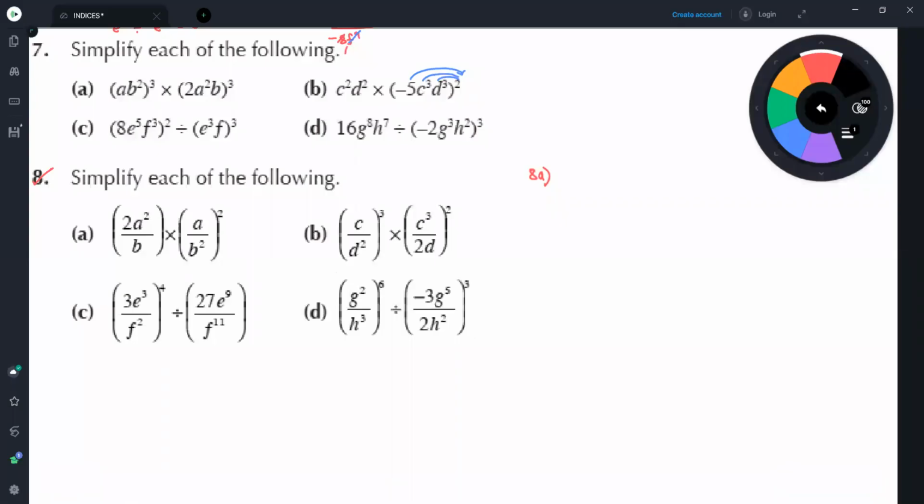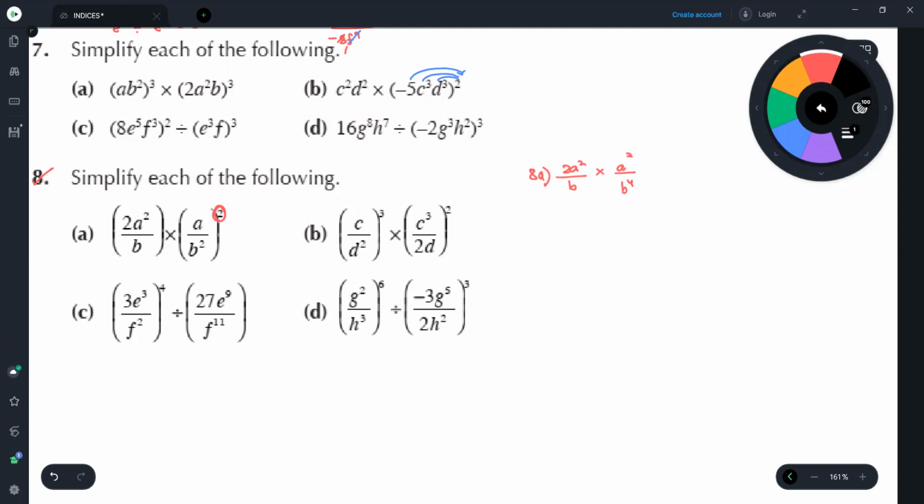We move on to question number 8. Question number 7 was done by you guys. Please keep sending me your pictures for your work. Question number 8a. It is 2a squared upon b. So I'm going to write down the question again. Multiplied by, you see this square on top of the second bracket is to be applied to the numerator as well as the denominator. So it's going to be a squared over b to the power 4.